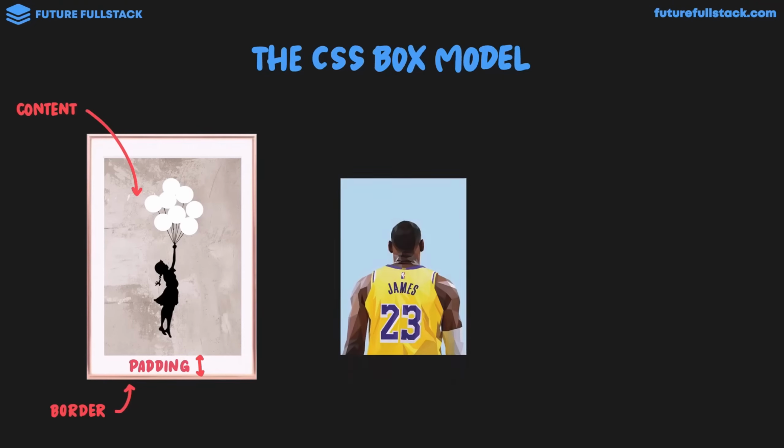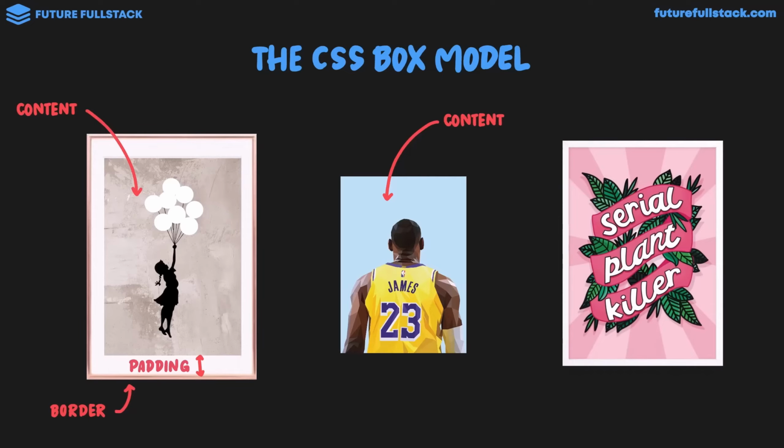Looking now at a regular wall poster, all we have here is content. There's no border, like a photo frame, and there's no padding. The last example is a framed poster, where we have the content, and in this case, there's no padding. The content is directly touching the frame. In the CSS box model, that would be the border.